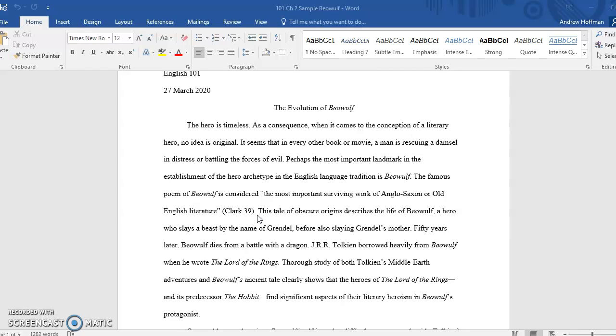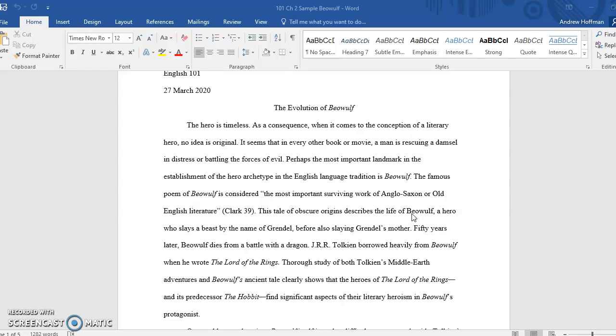This tale of obscure origins describes the life of Beowulf. Now you see this Beowulf, reference to the actual hero, is not italicized. A hero who slays a beast by the name of Grendel before also slaying Grendel's mother. All right, that's a pretty bloody mess. 50 years later, Beowulf dies from a battle with a dragon. He actually beats the dragon, that is to say, kills the dragon, but he is wounded and passes away, not before having time for plenty of big speeches.